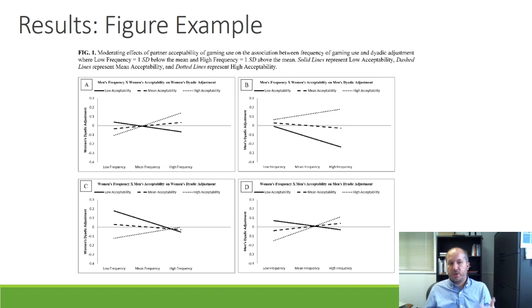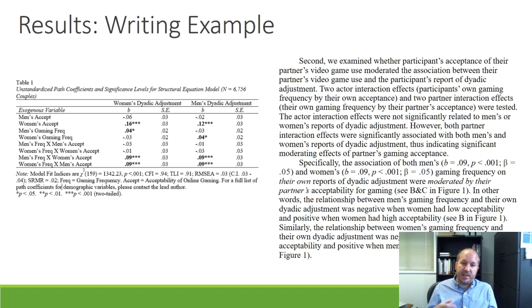So if we go back to figure 1, that's B and C there. And then I say, in other words, the relationship between men's gaming frequency and their own dyadic adjustment was negative when women had low acceptability and positive when women had high acceptability. So in my moderation analysis here, this was one where actually I did experience that total reverse effect, where it went from negative to positive or positive to negative.